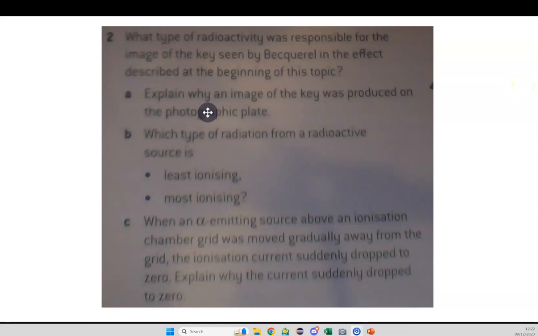What type of radioactivity was responsible for the image of the key seen by Becquerel and the effect described in the beginning of the topic? And part A then is explain why an image of the key was produced on the photographic plate.